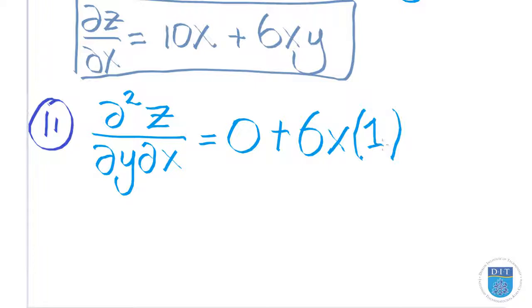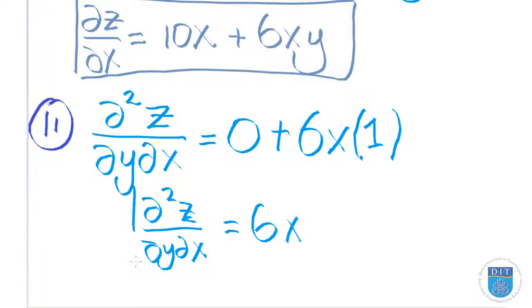Right, I'll just finish it up and clean that up to wrap it up. Del squared z del y del x equals 6x by 1, which is just a 6x.